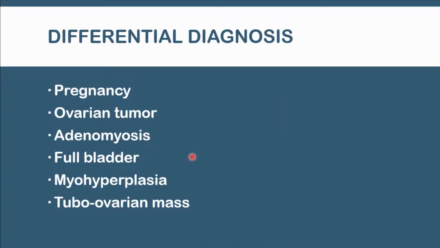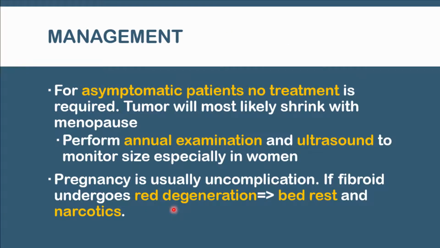So our differential diagnosis includes things like pregnancy, of course do a pregnancy test, ovarian tumors, which could be very difficult to distinguish on ultrasound. You could have adenomyosis, you could have a full bladder, you could have myohyperplasia, and of course you could have a complication of pelvic inflammatory disease, which is known as a tubal ovarian mass, or it could be a tubal ovarian abscess.